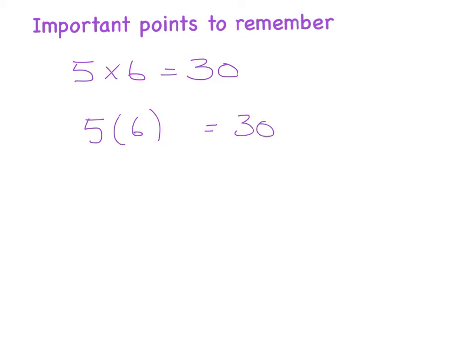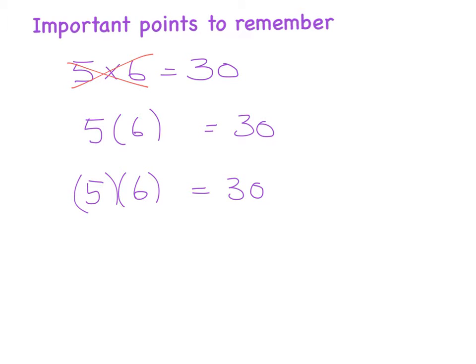30. Another way we can write it is we can say 5 in brackets times 6 in brackets equals 30. So it's really important to remember, first years, that whenever you see brackets, that means multiply. And we will be leaving behind this notation altogether. So that's the first point I want to remind you of.